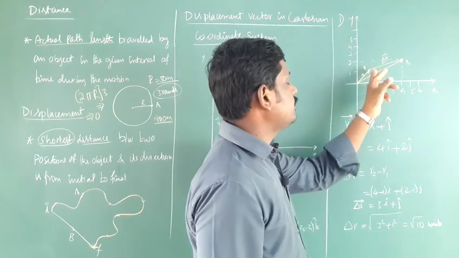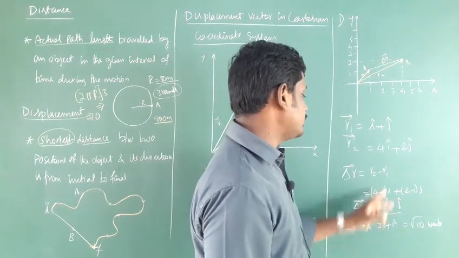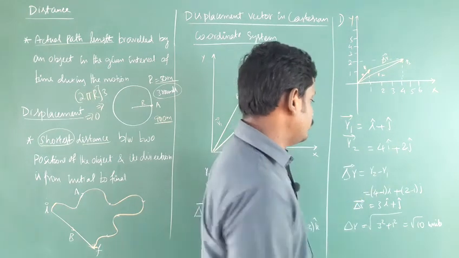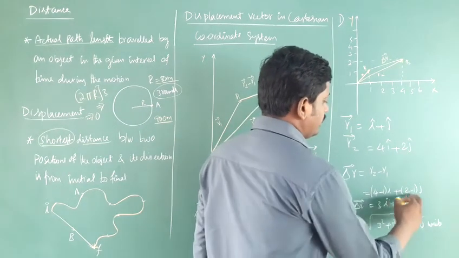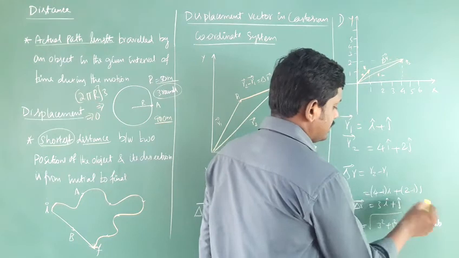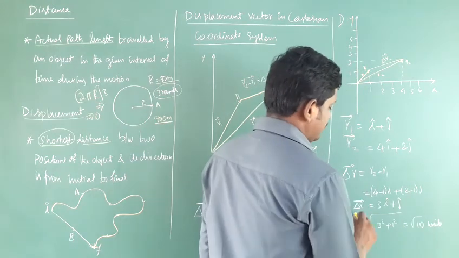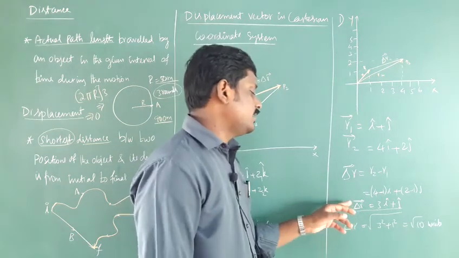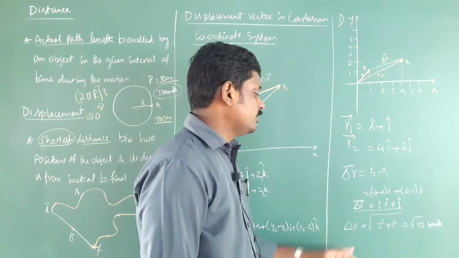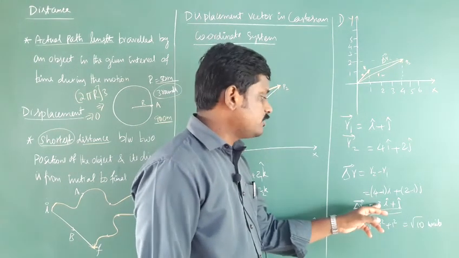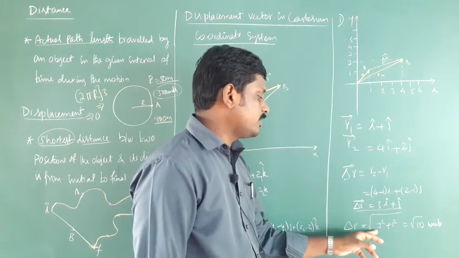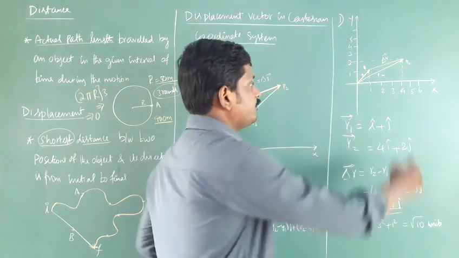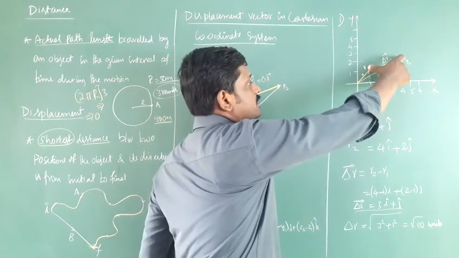The displacement vector delta r equals R2 minus R1. So 4 minus 1 is 3, then 2 minus 1 is 1. So 3i cap plus j cap is the displacement vector. The vector represents the direction. What is the magnitude? That is the square root of 3 squared plus 1 squared. 3 squared is 9, 9 plus 1 is 10. The square root of 10 units is the magnitude of the displacement vector.